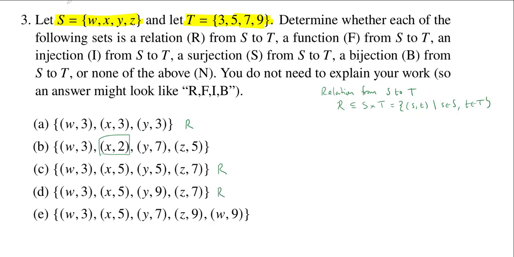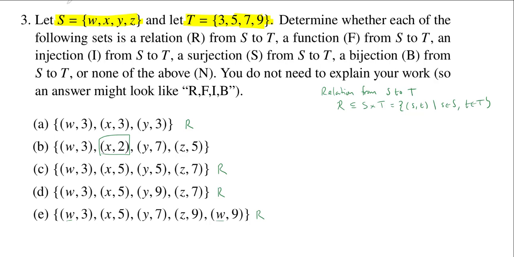W3, X5, Y7, Z9, W9. Oh, look, now W showed up twice. Is that a problem? Not for being a relation. It just needs to be a subset. And yeah, everything in here looks like something in S, comma something in T. So this is, again, a relation. Okay, so next we had functions.